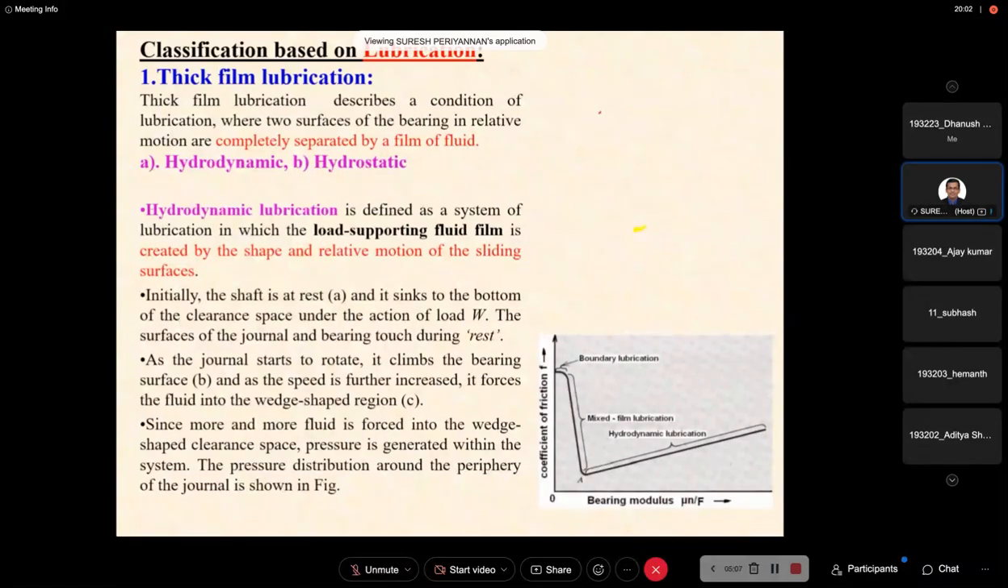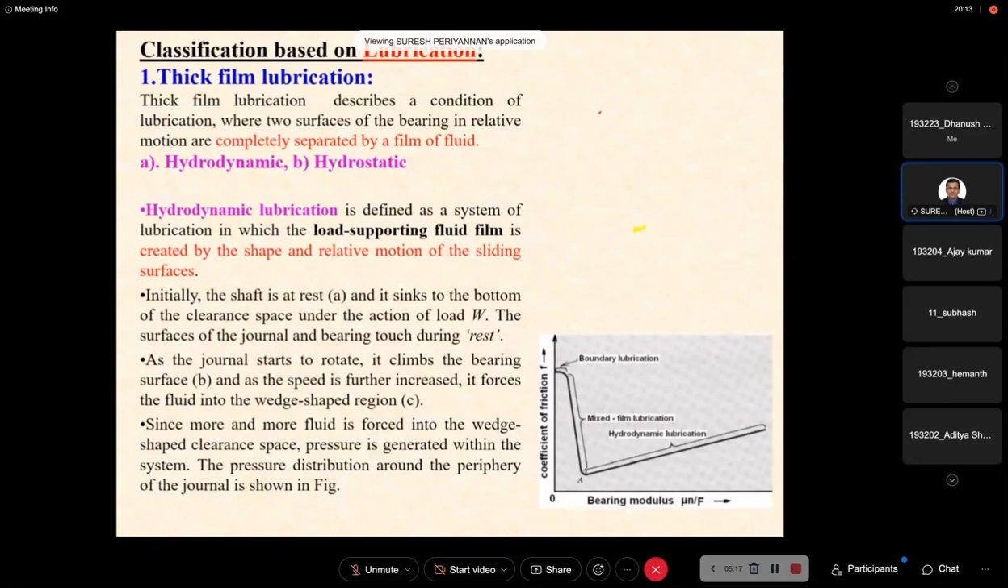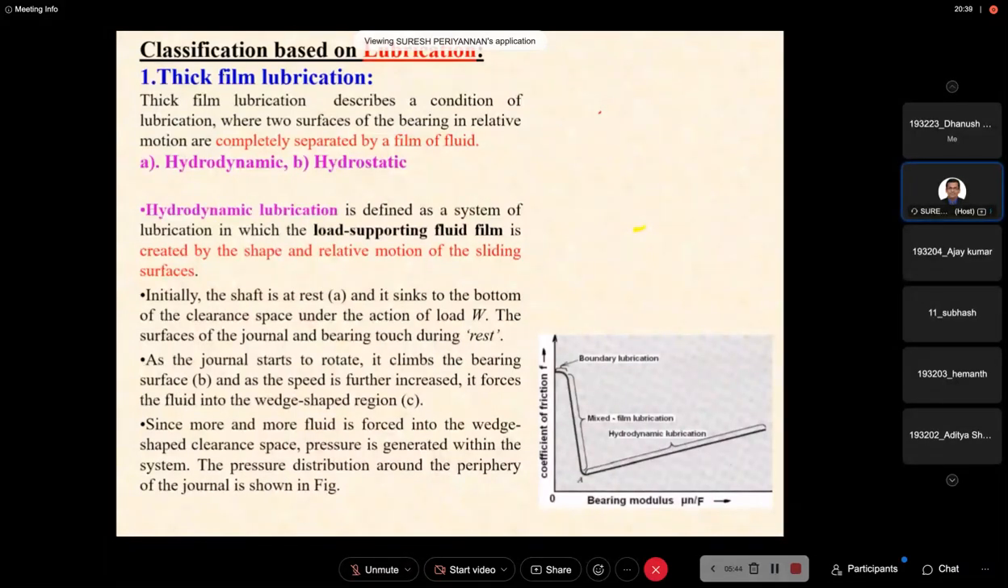But in hydrostatic lubrication, we send the oil with external pressure with the help of a pump. Hence, the journal and bearing surfaces are separated, and the journal is in the center position of the bearing. But in a hydrodynamic bearing, the journal is at an offset distance from the center point of the bearing. This is the main difference. Another difference: hydrostatic bearings can be used for heavy machines as compared to hydrodynamic bearings.